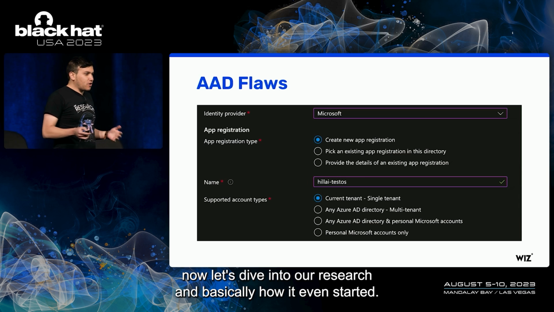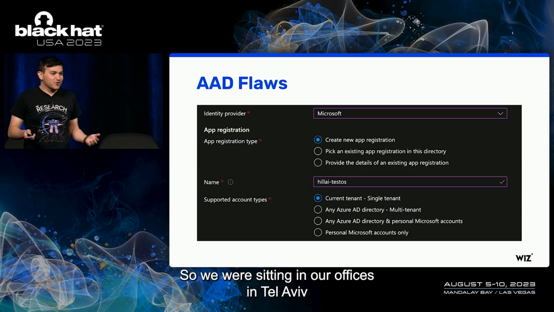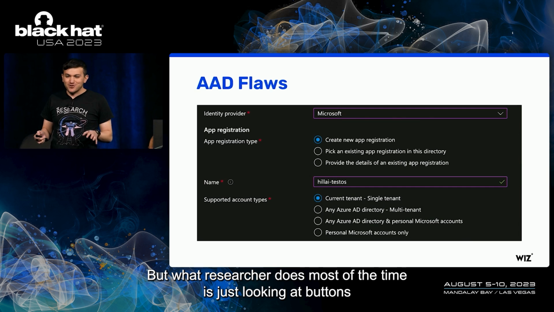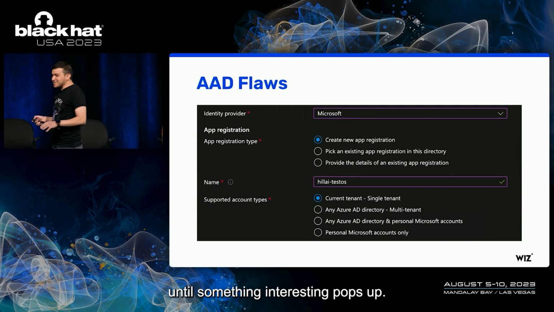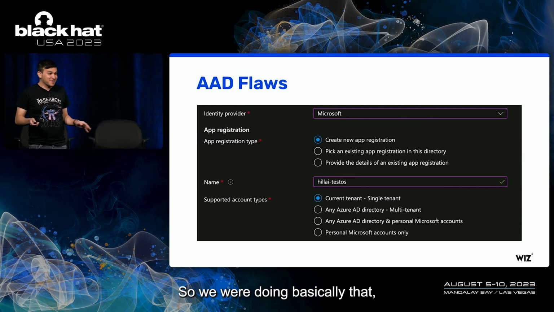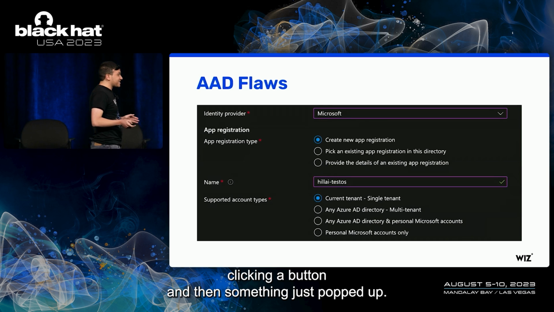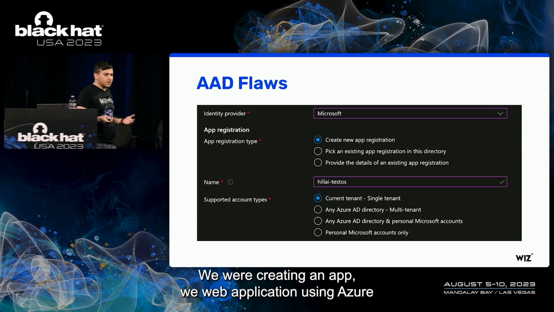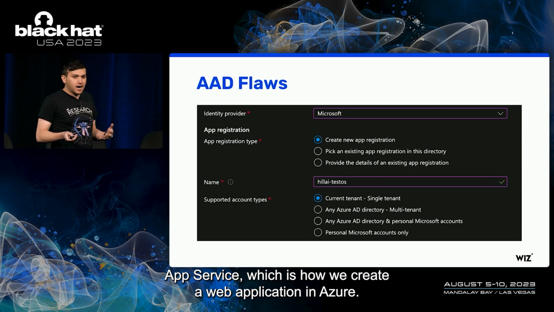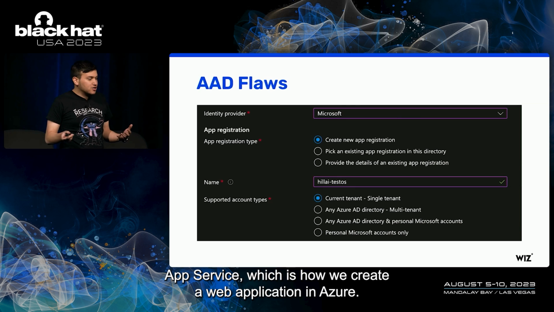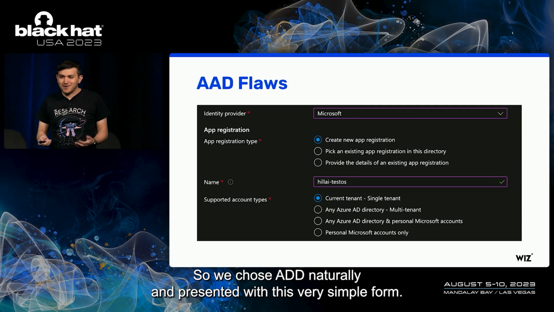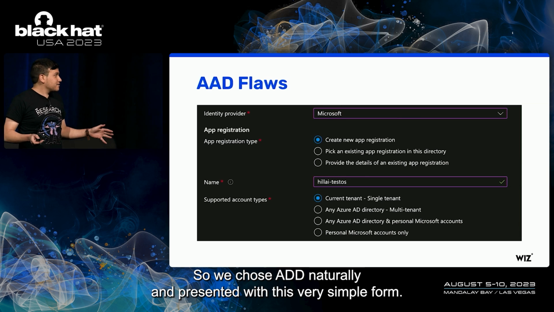Now let's dive into our research and basically how it even started. So we were sitting in our offices in Tel Aviv, doing what any good researcher does, and don't tell anyone, it's a trade secret, but what a researcher does most of the time is just clicking on buttons until something interesting pops up. So we were doing basically that, and then something interesting popped up. We were creating a web application using Azure App Service, which is how we create a web application in Azure, and we wanted to add authentication to our app. So we chose AAD, naturally, and we were presented with this very simple form.